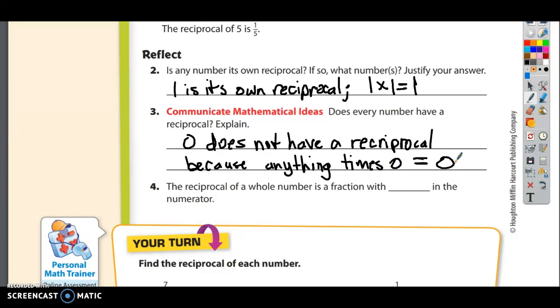The reciprocal of a whole number is a fraction with what in the numerator? So the example from above was 5. What is the reciprocal of 5? The reciprocal of 5 is 1/5. That's this question right here. The reciprocal of a whole number is a fraction with what in the numerator? 1 in the numerator. The reciprocal of 5 is 1/5. It's just like that.